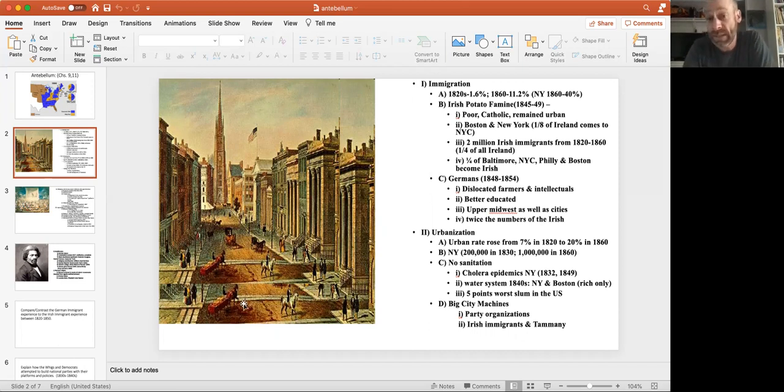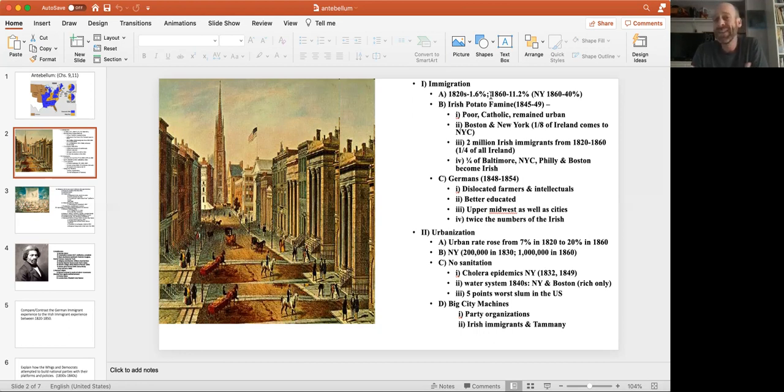If you see the statistic at the top, in the 1820s, it's estimated only 1.6% of Americans were born outside of the United States, which is a very small number of immigrants, historically speaking. By 1860, about 11.2%. That's pretty big, historically speaking. The only time period where it was a bit higher is around the year 1910. We were at our peak of all time. It was about 13, 14%.